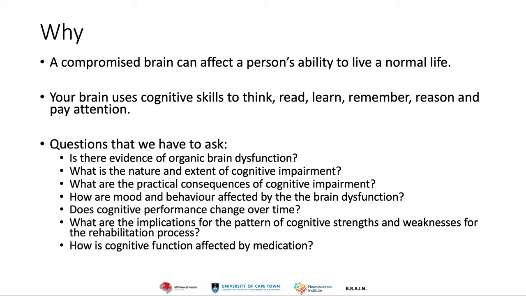Today we understand that a compromised brain, be it through conditions like dementia, epilepsy, stroke, cancer, HIV, or physical injury, can affect the way a person feels, thinks, and behaves, and therefore the way that person would function on a daily basis with regard to the way they interact with people and do everyday tasks, like managing their finances and work activities. This is because cognitive skills are the core skills your brain uses to think, read, learn, remember, reason, and pay attention. These cognitive skills do not work in isolation.